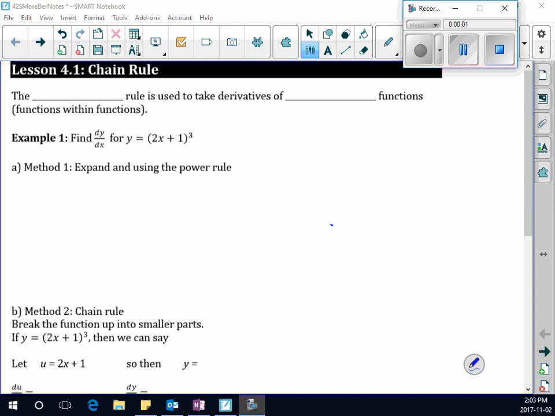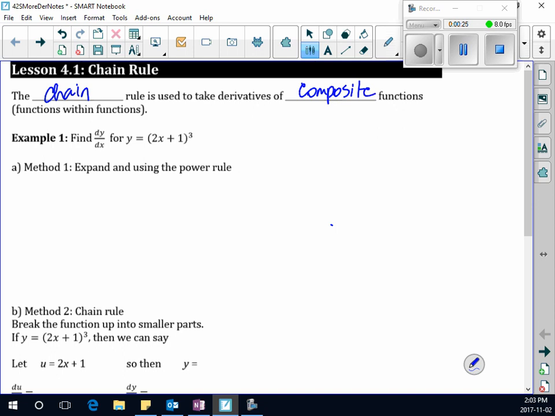Now we're going to get into more, as the unit's called, more derivatives. So we're going to get into more challenging derivatives. The first lesson is on the chain rule. The chain rule is used to take derivatives of composite functions, meaning functions within functions.